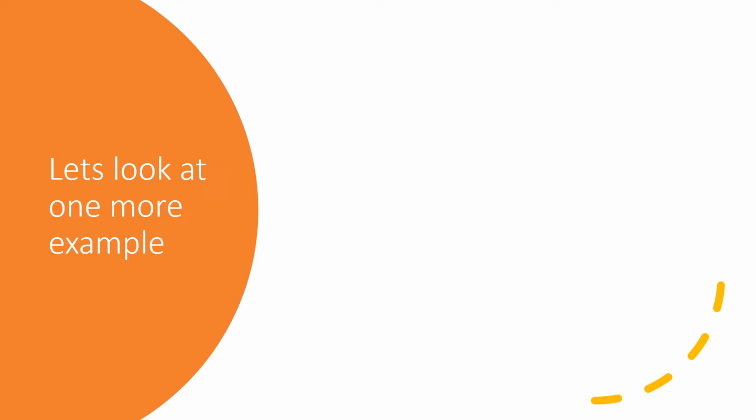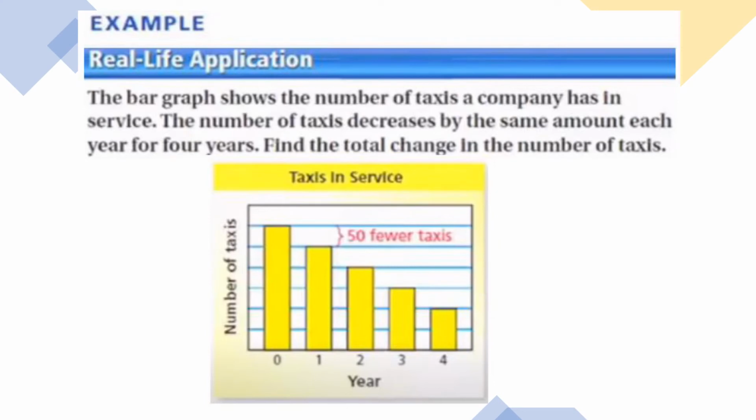So we look at one more example. This one is a real life application. The bar graph shows the number of taxis a company has in service. All right, so I have a bar graph down here, taxis in service. We have number of taxis on the vertical axis. We have years on the horizontal axis.